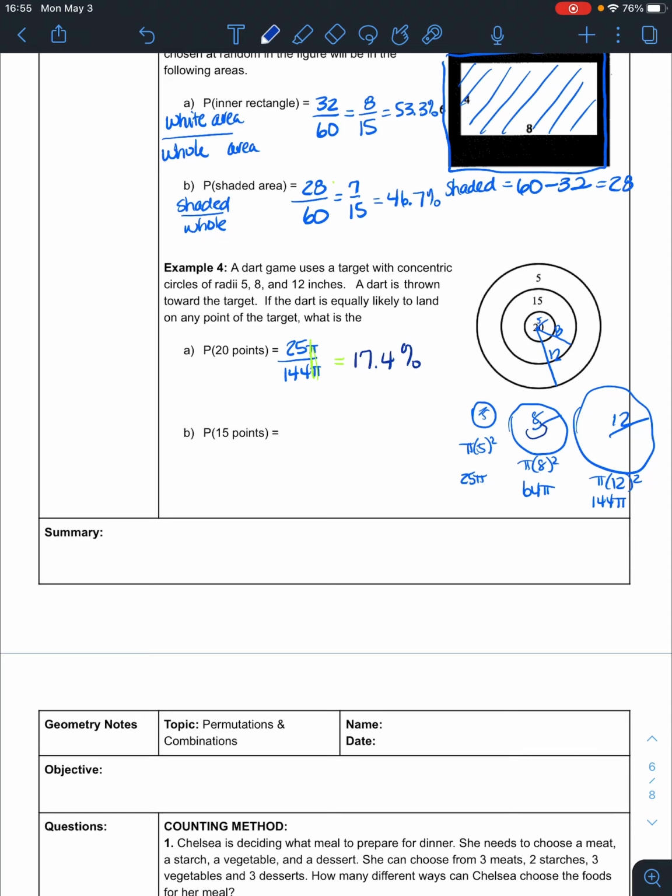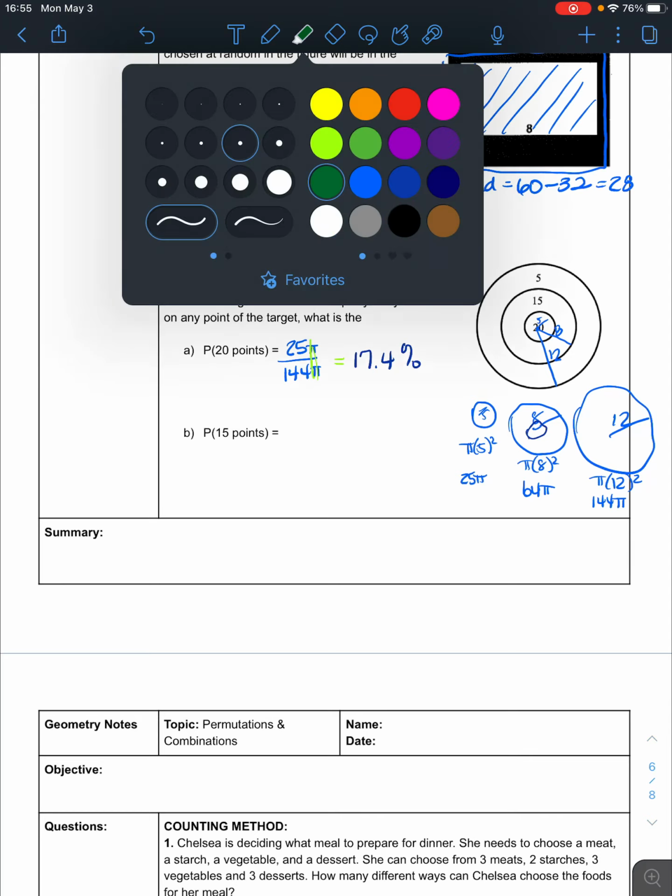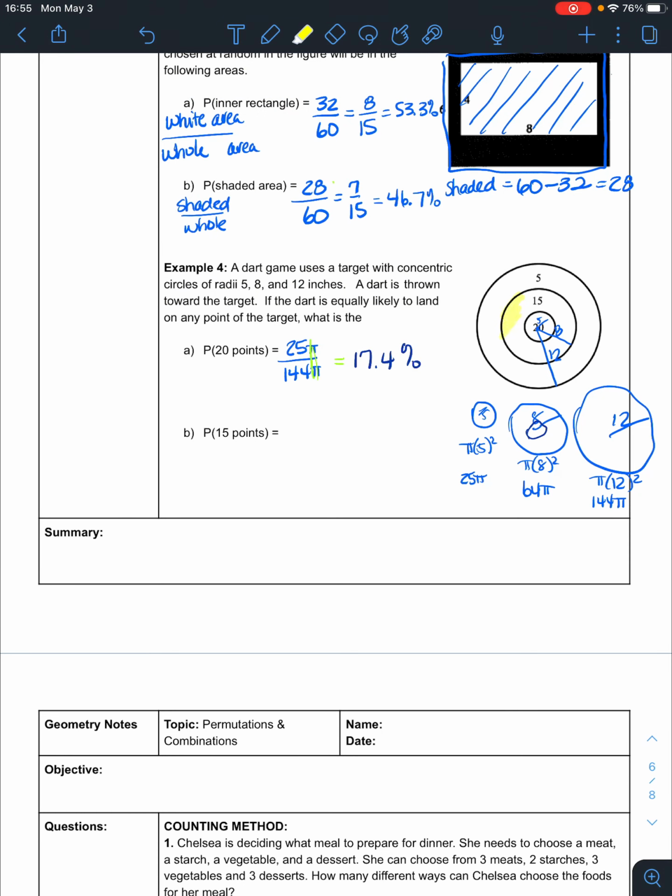Now, what's the probability of it landing in the 15? Well, notice that the 15 has a hole in the middle of it, right? So here's the tricky part. This is where we want to land, right here. So we have a couple of options. You can take the big circle and subtract the little circle. You can take the medium-sized circle and subtract the little circle. In the end, it doesn't matter. You're going to get the same amount of space.